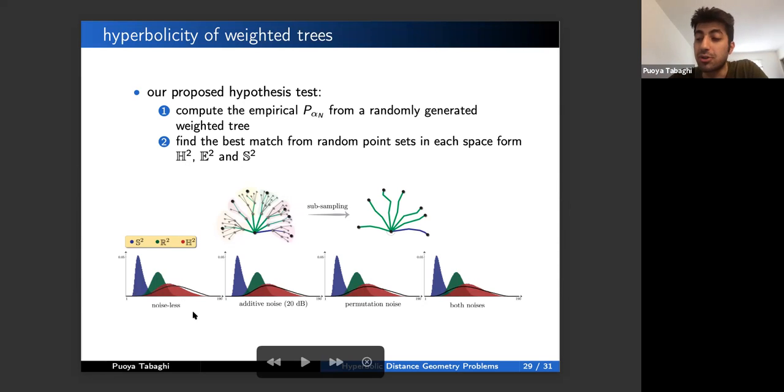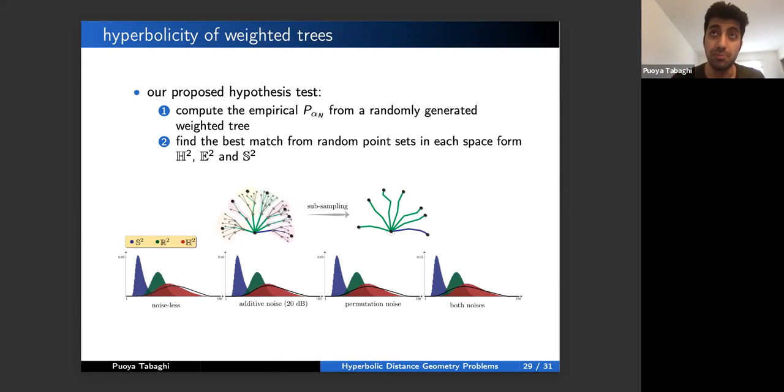And I'm going to do some sort of hypothesis test. And almost in all cases, even with permutation noise and additive noise, the hypothesis test shows that the underlying geometry of a weighted tree should be hyperbolic space. And that's just from distance comparisons alone. We didn't use any metric information. We didn't embed the data points.